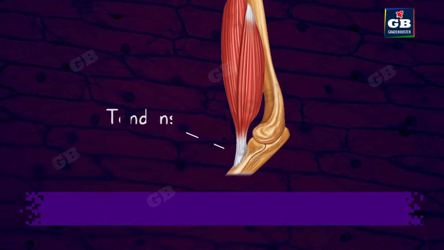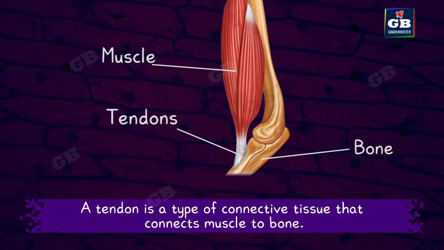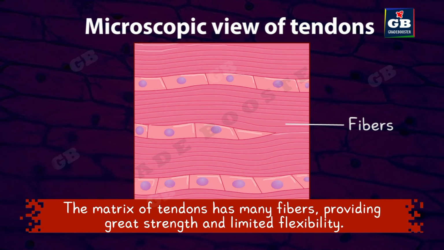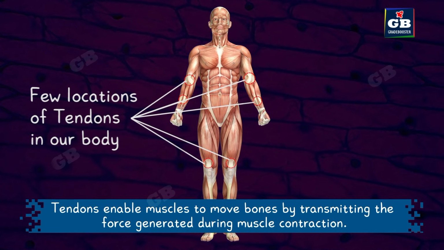Tendons. A tendon is a type of connective tissue that connects muscle to bone. The matrix of tendons has many fibers, providing great strength and limited flexibility. Tendons enable muscles to move bones by transmitting the force generated during muscle contraction.